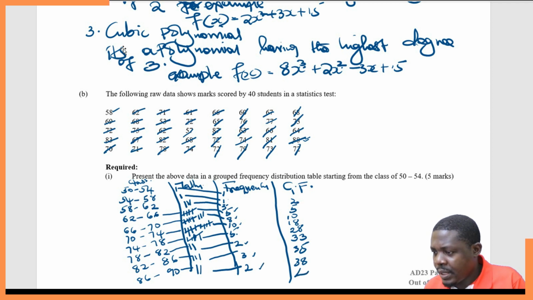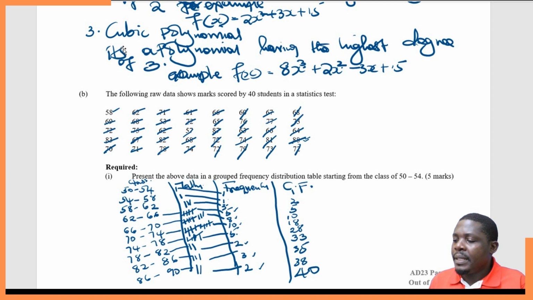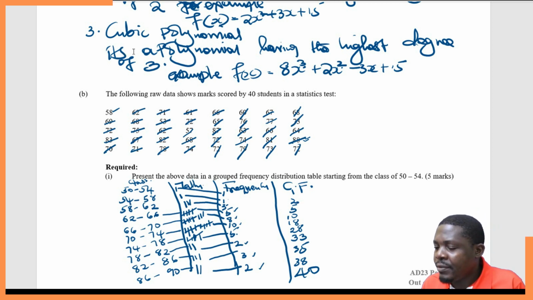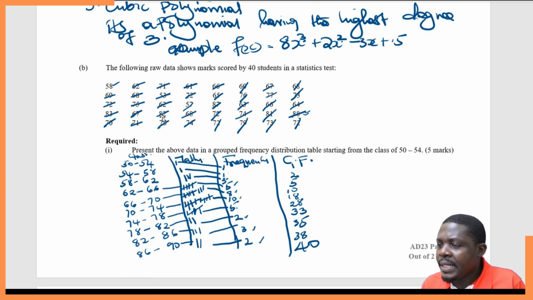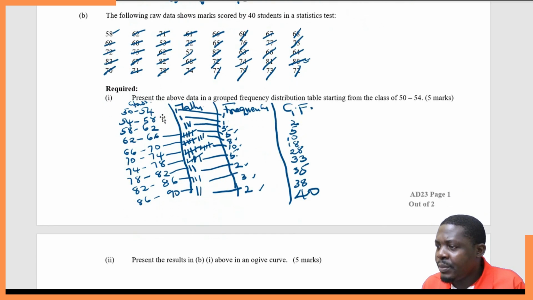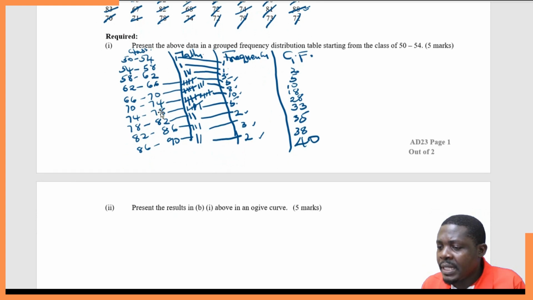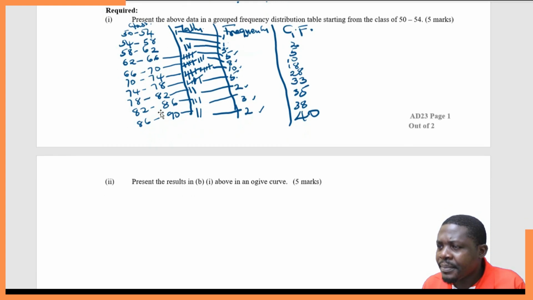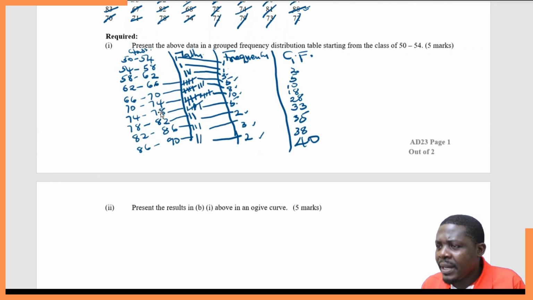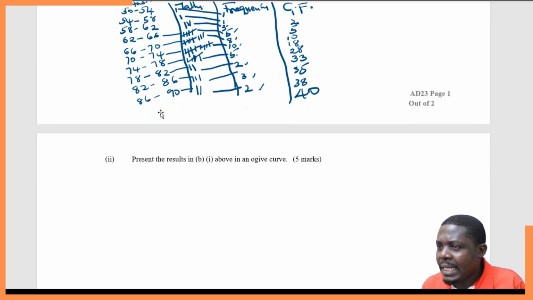Plus 2, that is 40. It's matching, since we were told that we had 40 students. Now, we have presented that in the frequency distribution table. The number 2, they say to present the result in B above in an ogive graph. In that case, we have to draw an ogive graph using the cumulative frequency alongside the class.